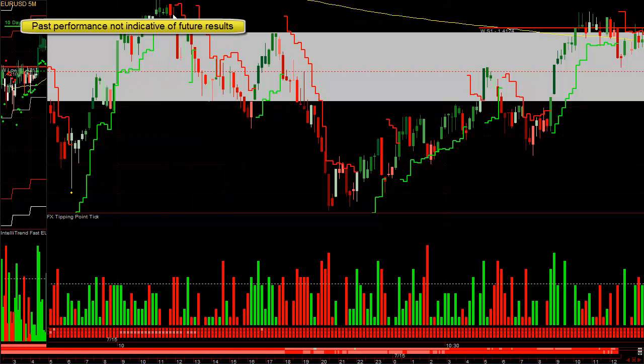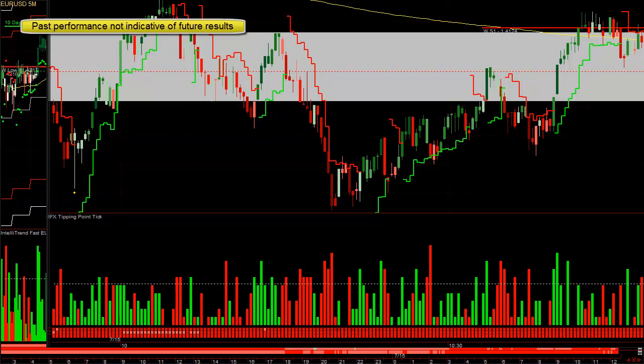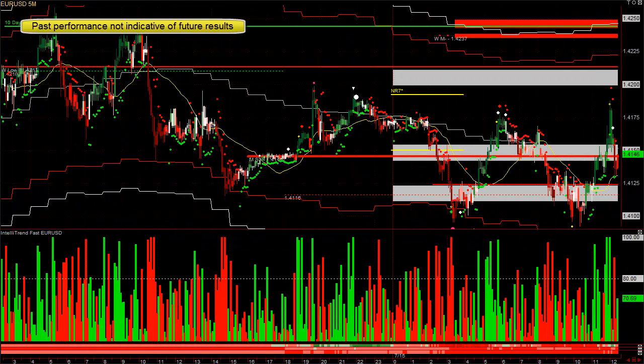So while many times it'll get you in and out with 3 to 5 pip swings, if the move is real, and that's really what you want to know, if the move is real, it will keep you in there for 15 to, I've seen up to 30 and 40 pip moves, where even though it has a 3 to 5 pip stop, it keeps you in it.